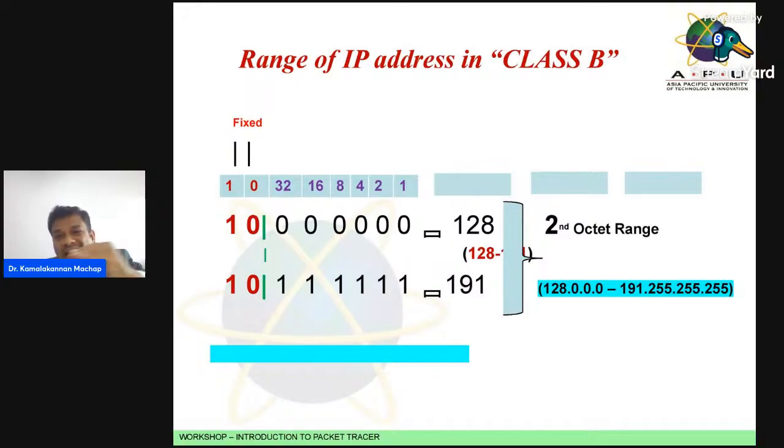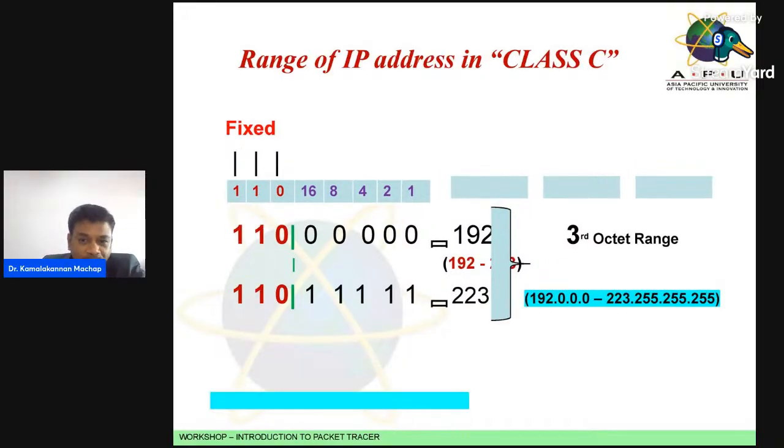So the range of a class B IP address is 128 to 191, but we should not say 128 to 191. We are supposed to say 128.0.0.0 to 191.255.255.255. So this is the range of IP address for class B.